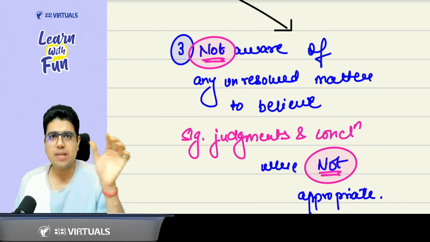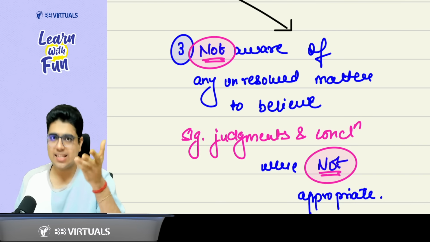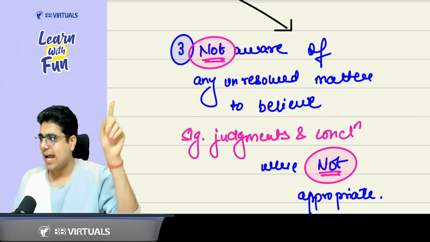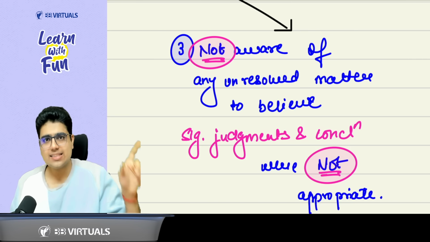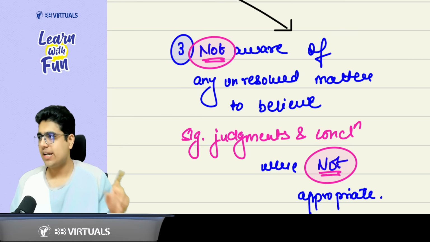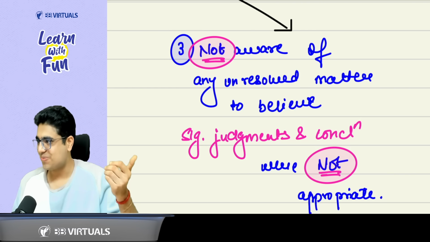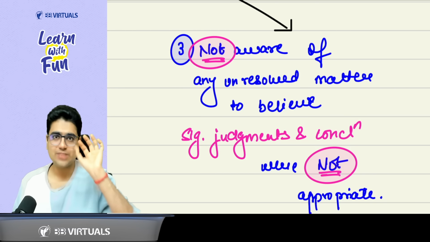Mr. Hari is not a bad person. It is another way of saying Mr. Hari is a good person. Yes, sir. So if I'm saying I did not find anything to believe that the significant judgments and conclusions are not appropriate, it is another way of saying that they are appropriate. So this is how you need to frame your line. You got the point or not?